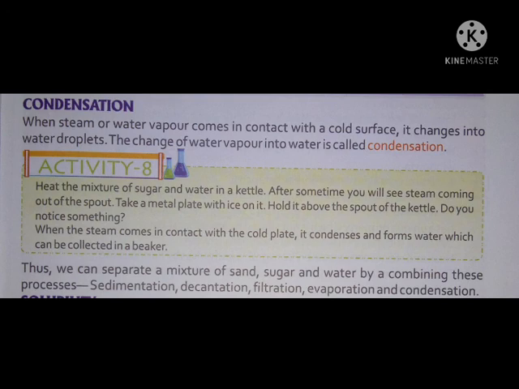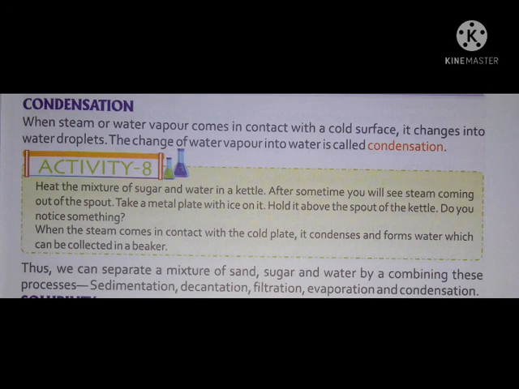I have already told you about this. If we cover a hot mixture or steam, then in that covering we will see some water droplets. Like that, when the steam comes in contact with a cold plate, we have used ice on this plate, it condenses and forms water, which can be collected in a beaker. Those water droplets can be collected in a beaker.